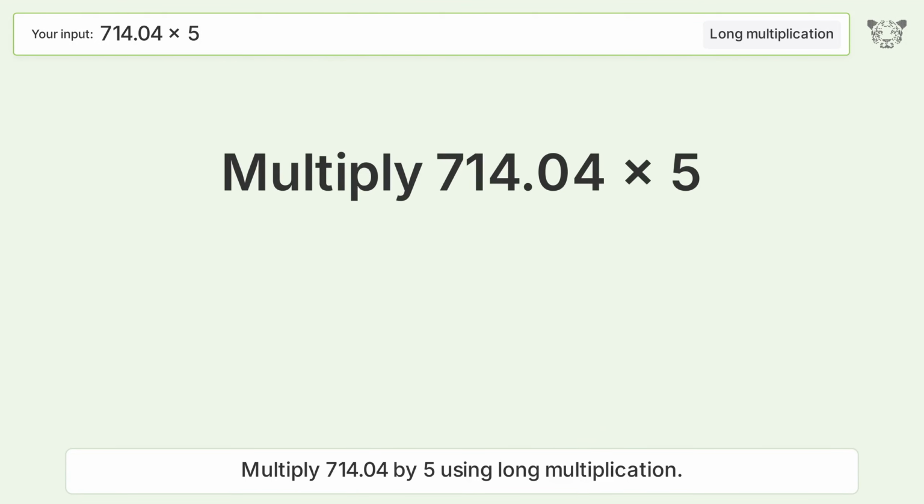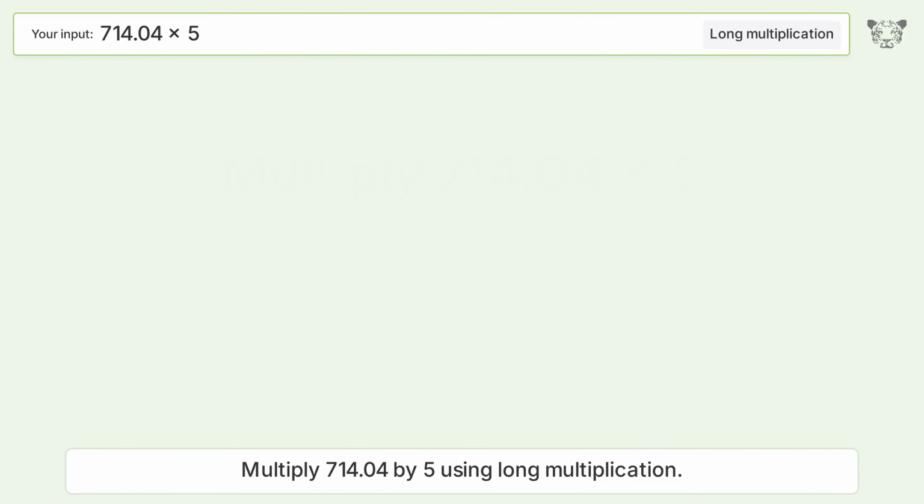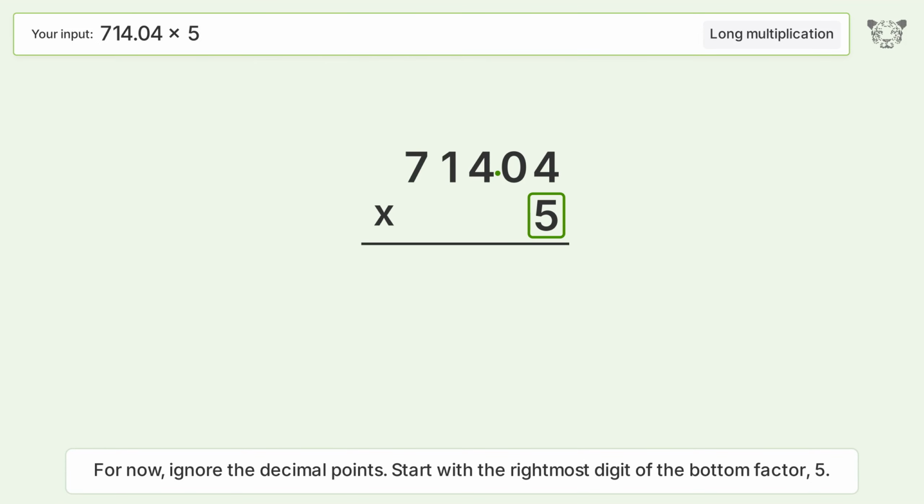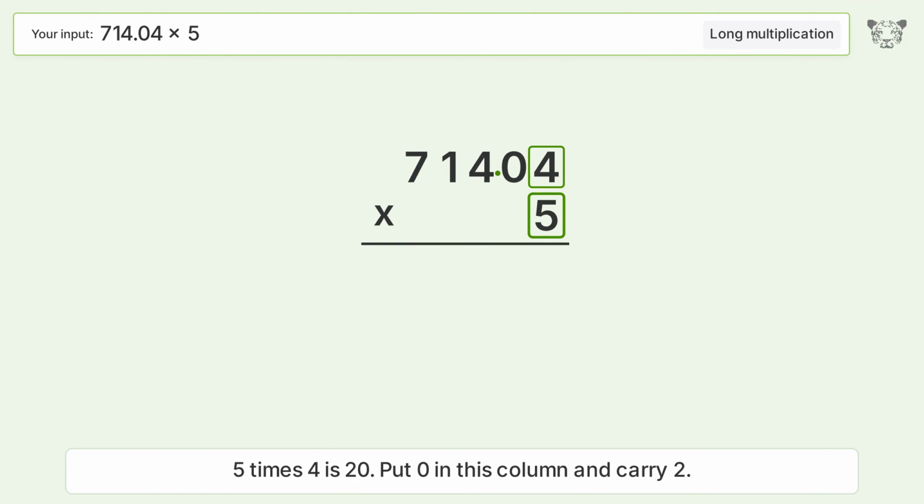Multiply 714.04 by 5 using long multiplication. For now, ignore the decimal points. Start with the rightmost digit of the bottom factor. 5 times 4 is 20. Put 0 in this column and carry 2.